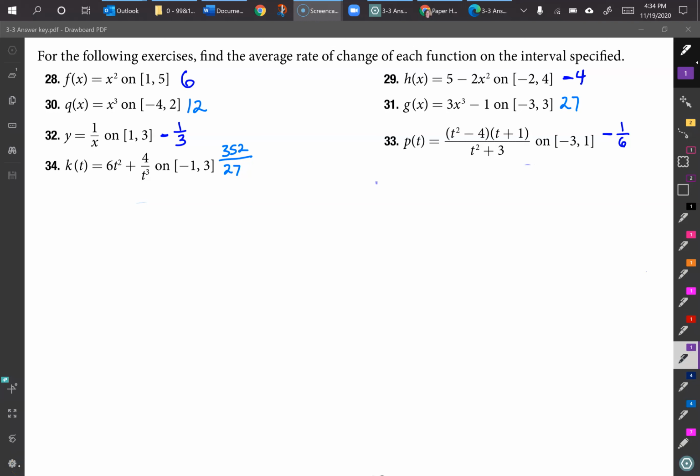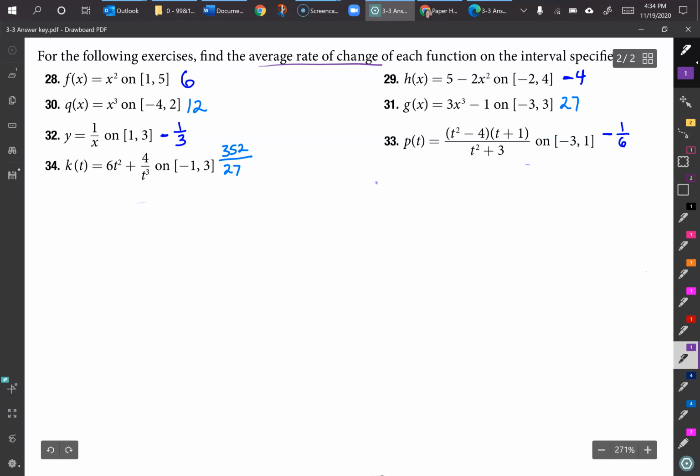This video is on solutions for paper homework 3.3. I'm looking at the very end of the assignment on finding the average rate of change, or AROC, for each function over the interval specified. So it's 28 to 33. I'm just going to do a couple of these. If you're stuck on this homework, hopefully that'll get you going if you're not understanding the directions or something.